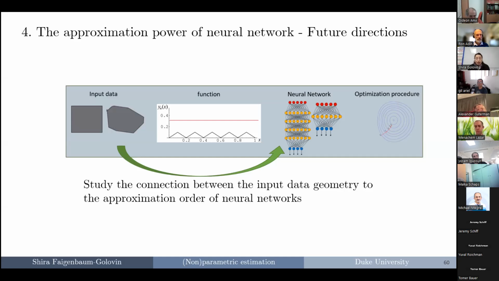Last but not least, I hope to continue working on the approximation properties of neural networks. I hope that by this point you were convinced that I know how to approximate the geometry of the data. So why not use the geometrical properties and study the connection between that and the type of neural networks and complexity that we will need to build.